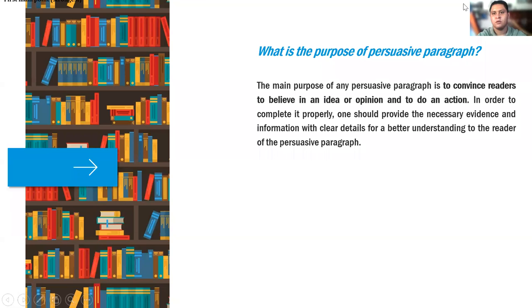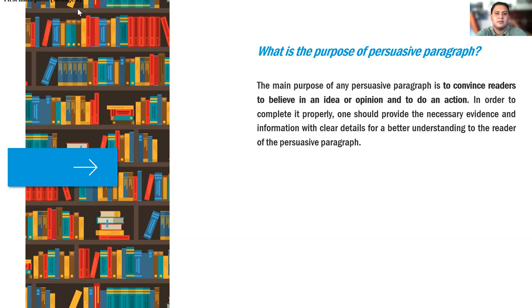May I? Yes, you can do it. All right. What is the purpose of persuasive paragraph? The main purpose of any persuasive paragraph is to convince readers to believe in an idea or opinion and to do an action. In order to complete it properly, one should provide the necessary evidence and information with clear details for a better understanding to the reader of the persuasive paragraph. Thank you so much for your participation.